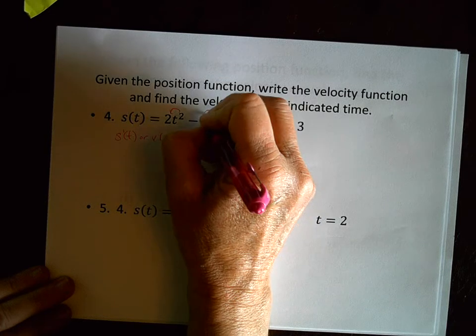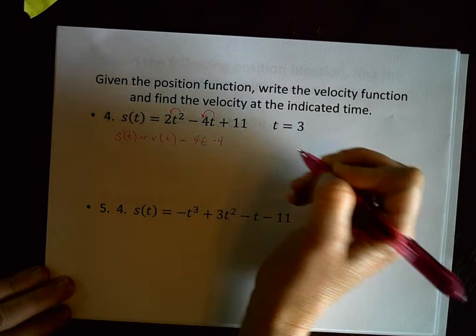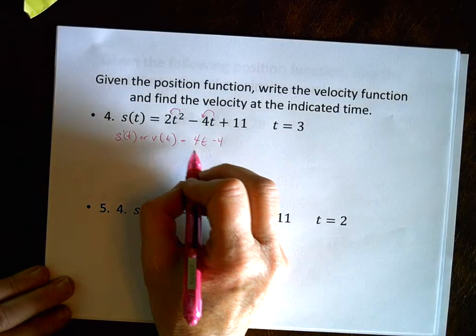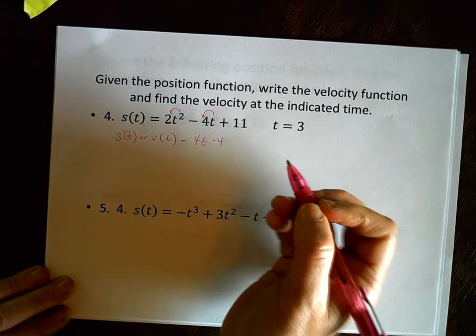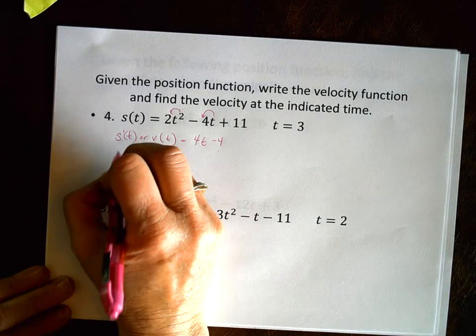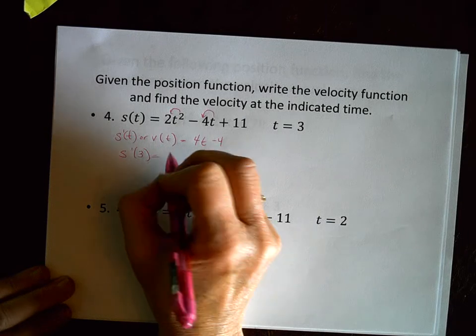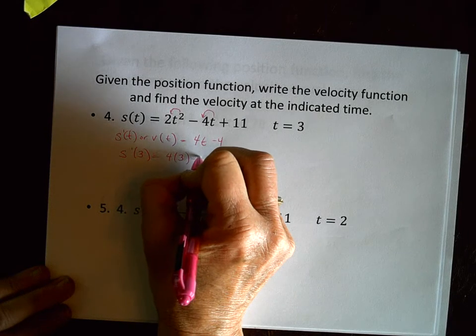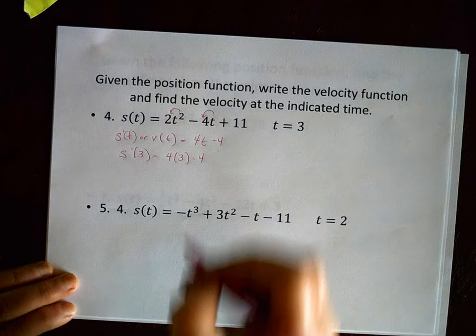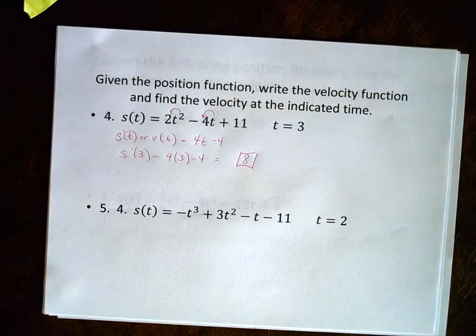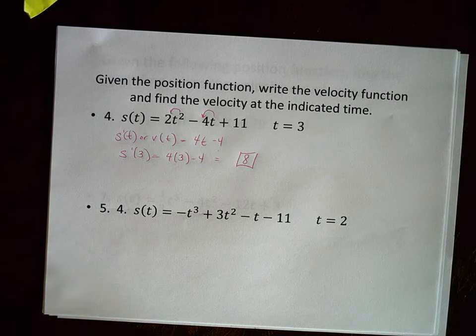4t minus 4, t goes down to 0, no t's there. And so that's our velocity function. And at, let's say, 3 hours, we want to find what actually the velocity would be at 3 hours. We go 4 times 3 minus 4, or 12 minus 4, which is 8. And maybe that's 8 miles per hour, maybe that's 8 feet per second, and who knows what the unit is, but that's how you do it.